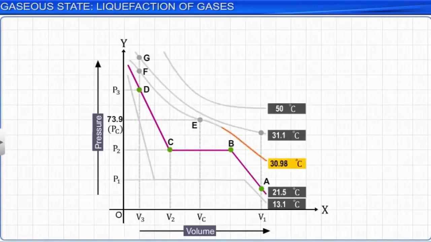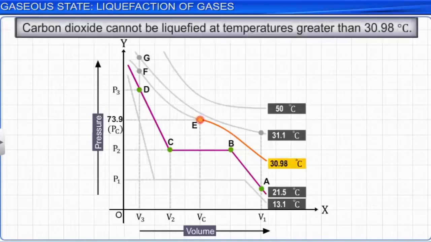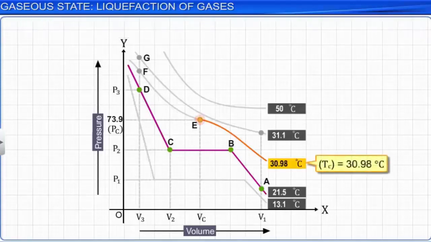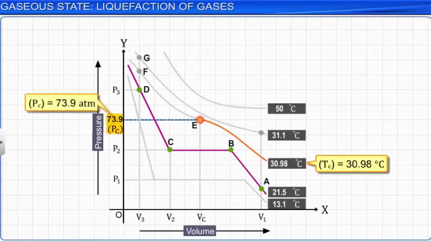This shows that above 30.98 degrees Celsius, carbon dioxide cannot be liquefied at all, no matter how great the applied pressure is. So the critical temperature of carbon dioxide was found to be 30.98 degrees Celsius, while the critical pressure Pc is 73.9 atmospheric pressure and the critical volume is 95.6 milliliters.